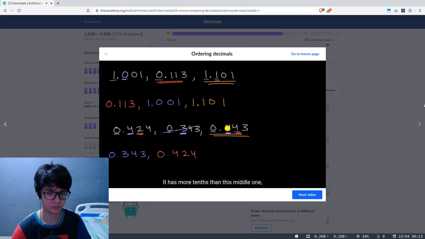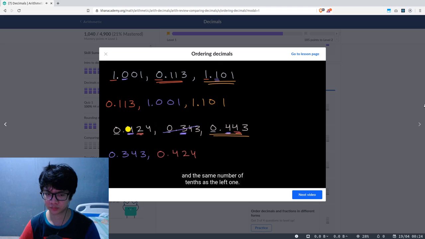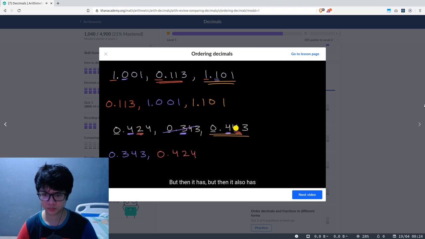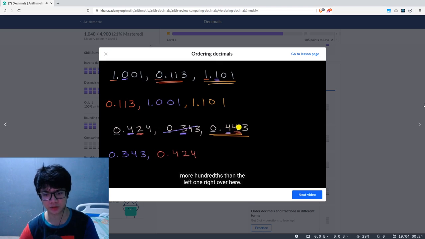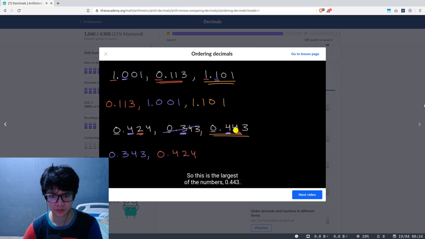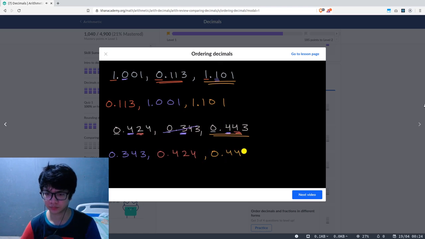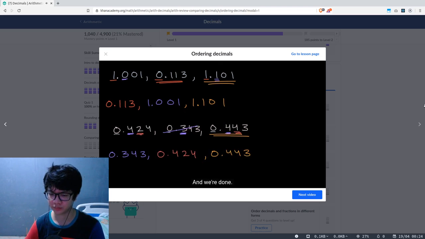And then last but not least, this one right over here, it has the same number of ones as everything else. It has more tenths than this middle one and the same number of tenths as the left one. But then it also has more hundredths than the left one right over here. So this is the largest of the numbers, 0.443. And we're done.